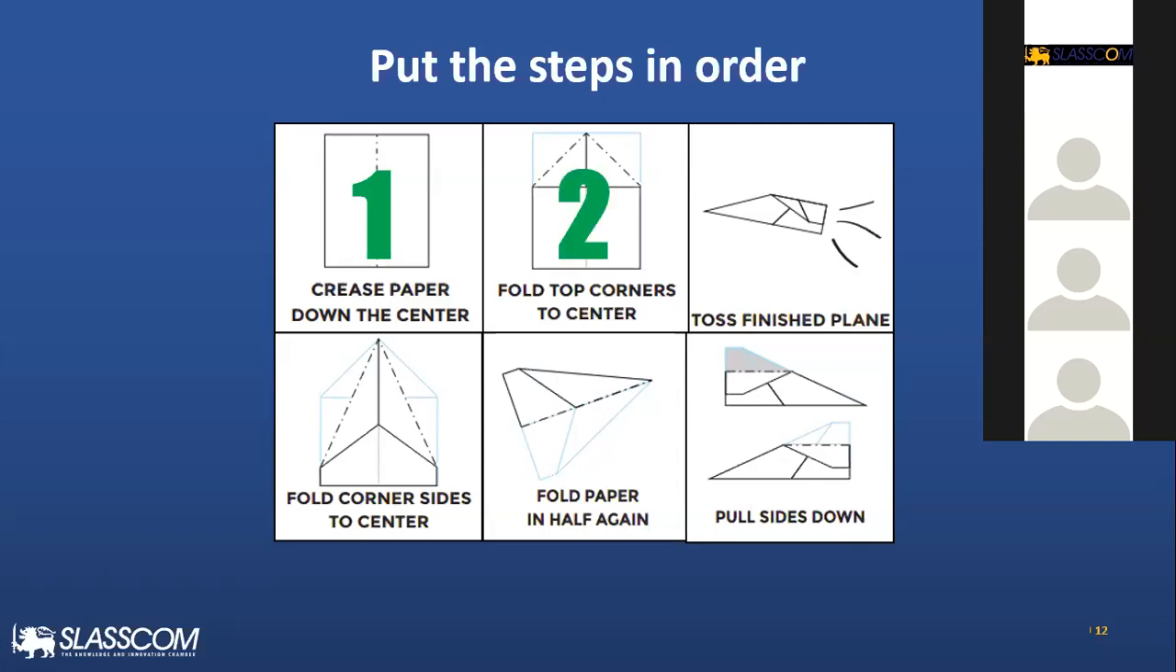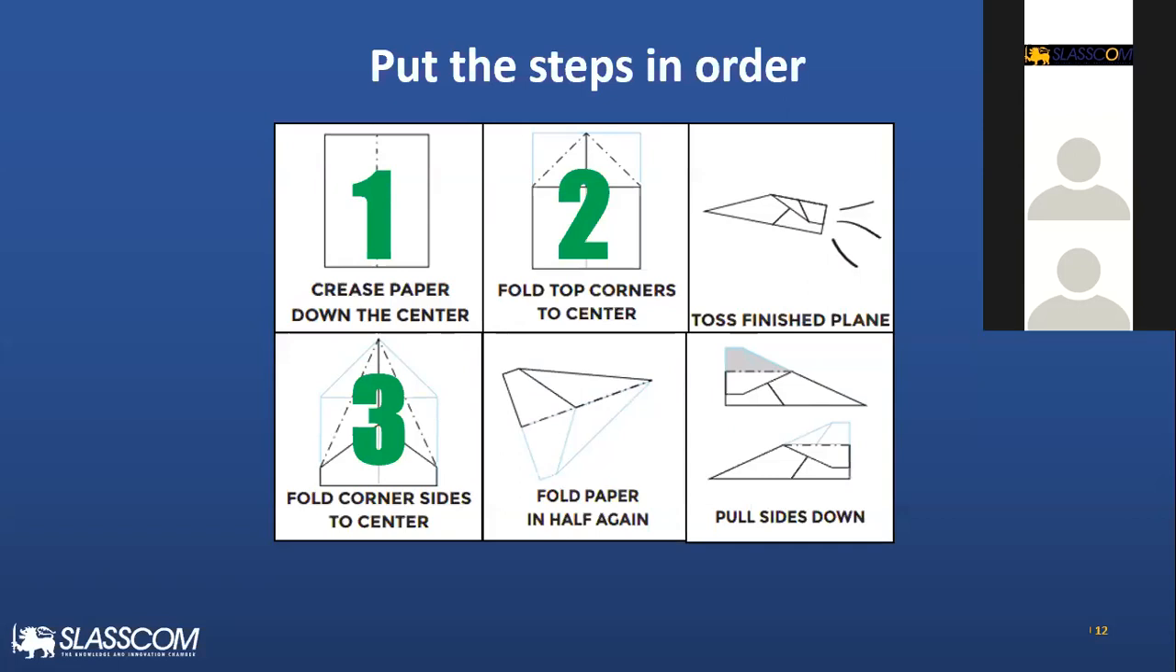What about the third one? Fold sides to center. Yeah, very good. Fold the paper in half again. Go. Next one. Fold paper in half. Okay, and then pull sides down. Pull sides down, and then you fly the finished plane and it will fly.